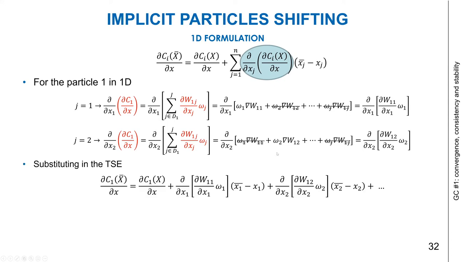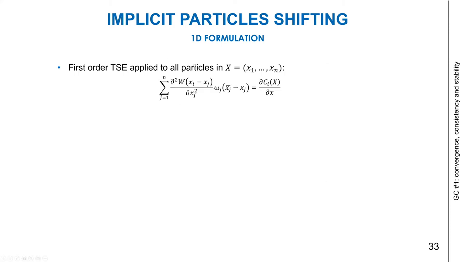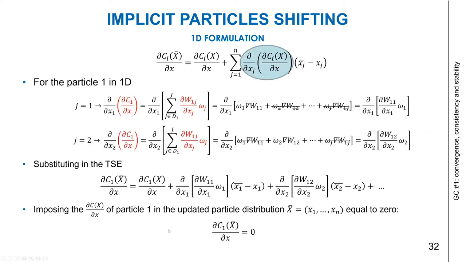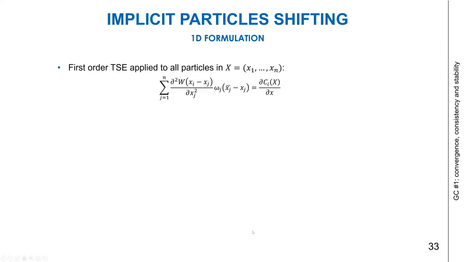And so if I take these two terms and I put them back in our Taylor series expansion, I'll end up with something like that, which I can rewrite in a more compact way with this notation here. Okay. Obviously, I forgot to say that I impose that the gradient of C at particle 1 at the new particle position x hat is equal to 0. I'm imposing it because I want to find the new position of the particles, so the x hat array that is guaranteeing that the gradient of the particle concentration is 0. And so I'll end up with this one.